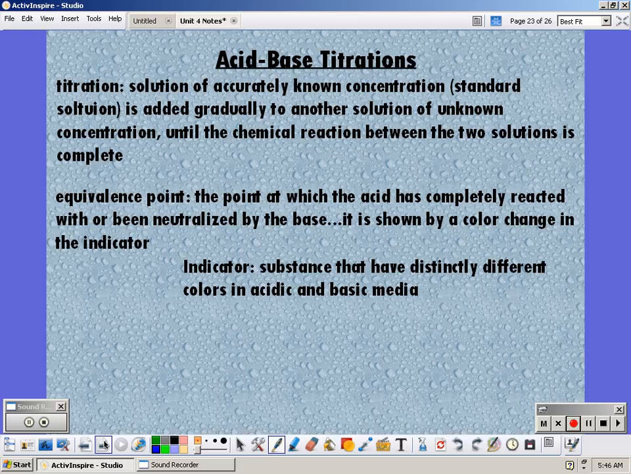How do we know that we've reached the equivalence point? There's typically a color change by the indicator, and an indicator is a substance that has distinctly different colors in acid or basic solutions or media. So you're adding this indicator to the solution being titrated. It doesn't have anything to do with the reaction itself, though, except that it changes colors if it's in the presence of an acid or a base. Phenolphthalein is the indicator that we use in Chem 1, so it's clear when it's in an acid and it turns pink when it's in a base, but there's a lot of other different types of indicators as well.